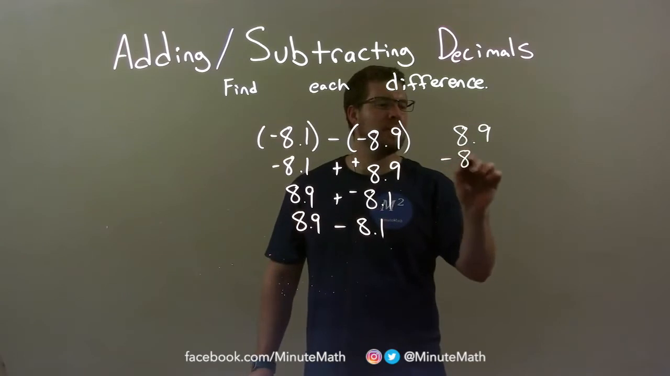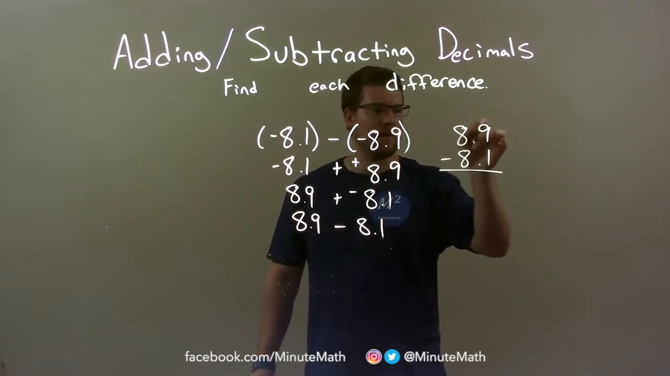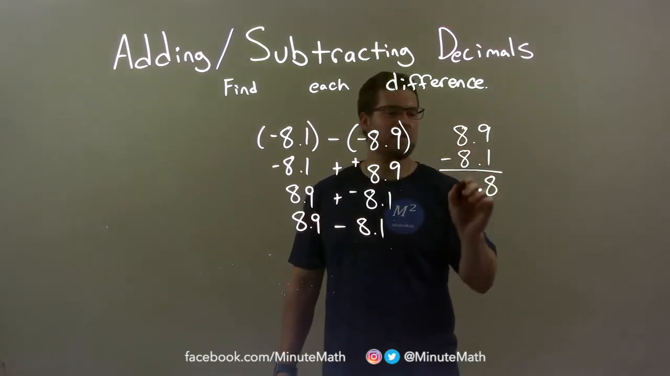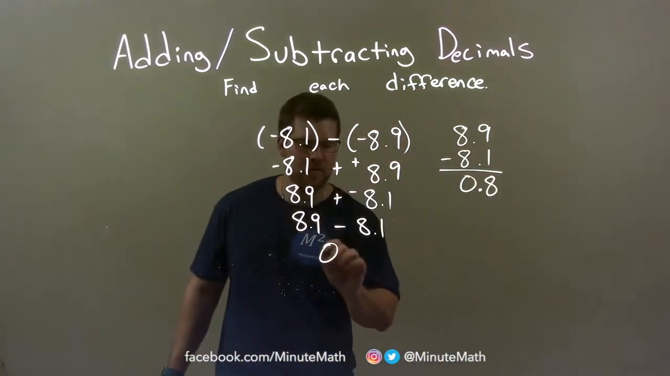And now I know I can set it up to be an easy subtraction problem. 8.9 minus 8.1, right? We line it up, decimals lined up. 9 minus 1 is 8. Decimal point here. 8 minus 8 is 0. And so my final answer here is 0.8.